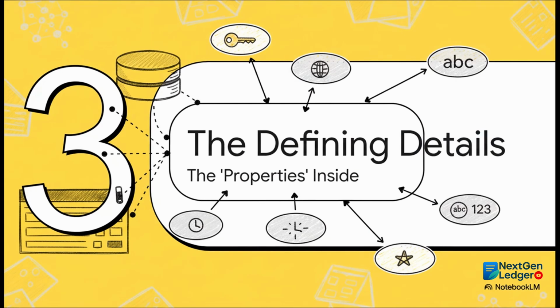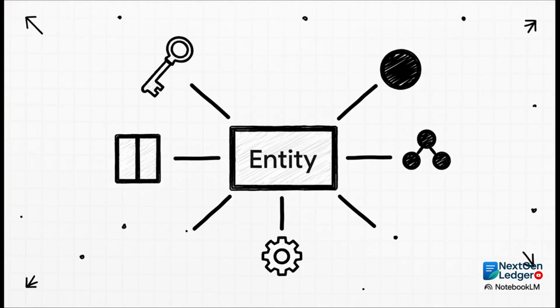Okay, so we've got our buildings. Now we need to add the defining details, the attributes. This is how we describe all the important properties of our objects. And to describe these entities, we've got this whole toolkit of different attribute types. Some are keys, like a unique customer ID that nobody else has. Some are simple, like a phone number that can't be broken down further.